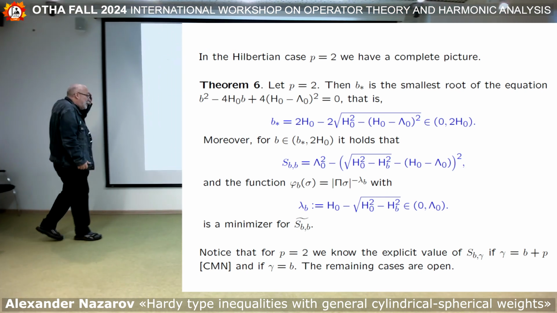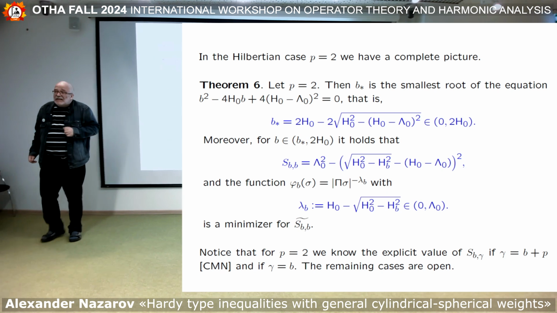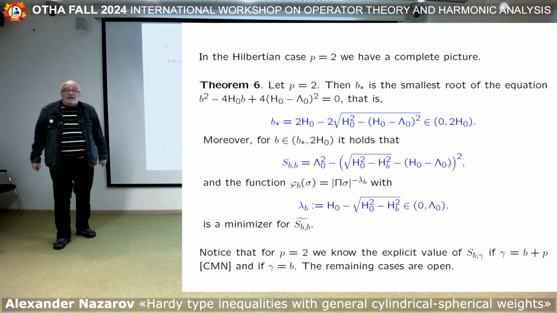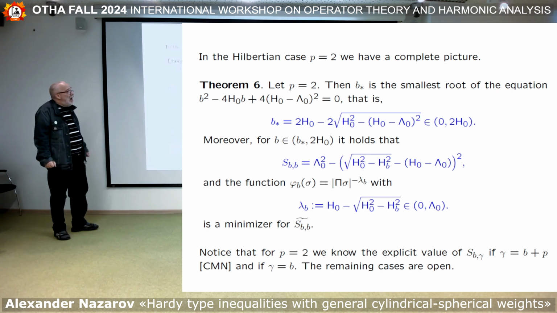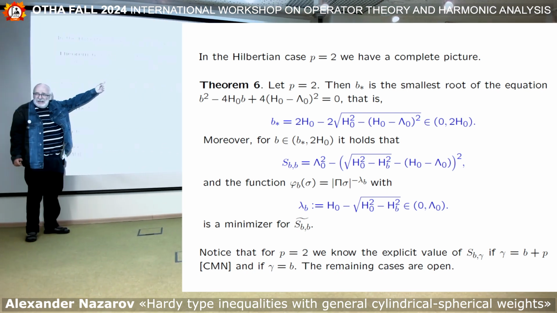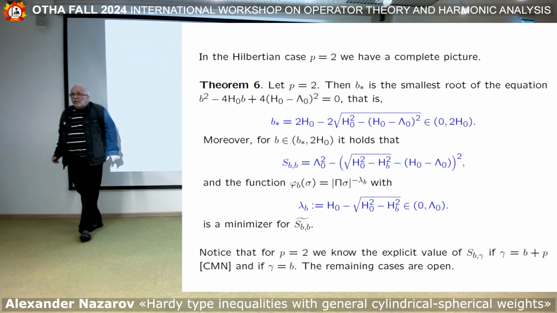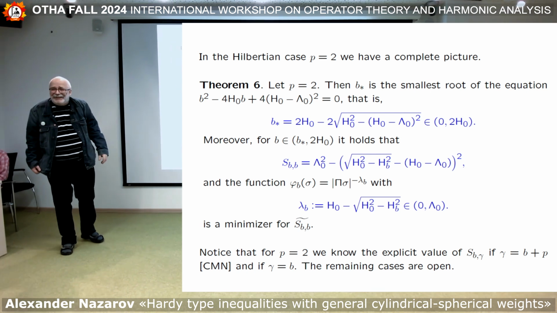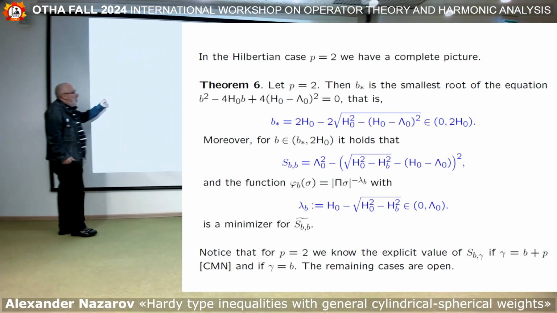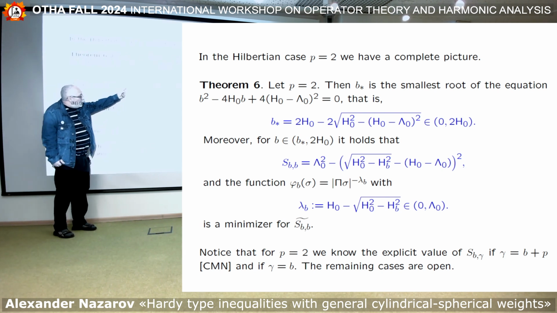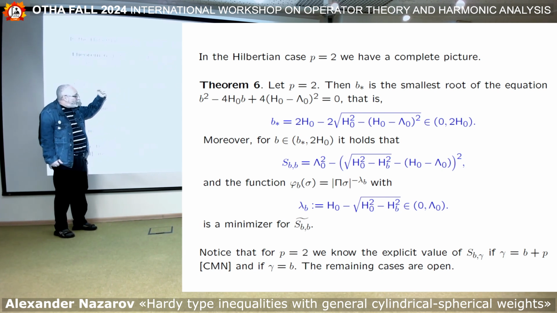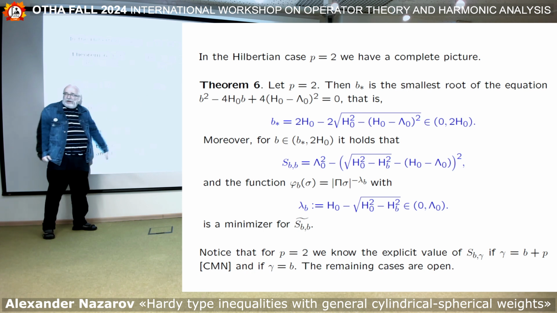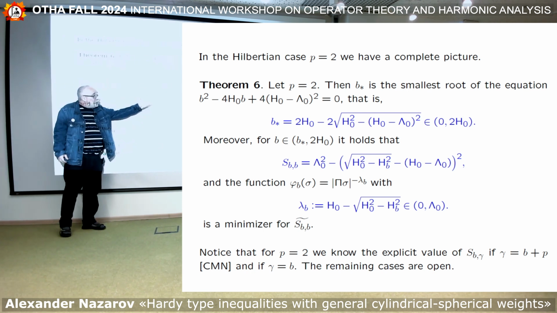And finally, in the Hilbertian case, the picture is complete. We know all. First of all, we know what is B star. It is explicit. You see that it is not so simple. And we know that to the right of B star, the sharp constant is strictly less than lambda 0 in power 2, p equal to 2. And here is this sharp constant.